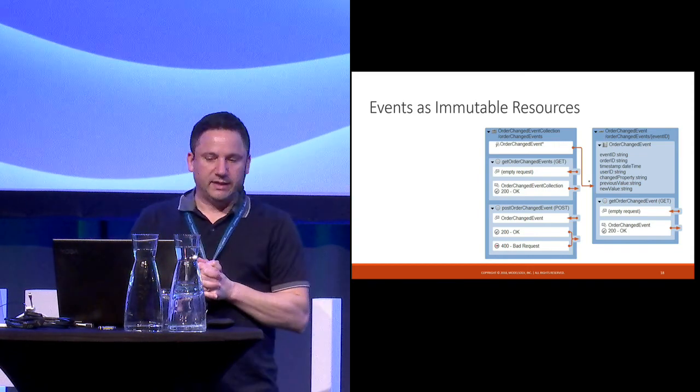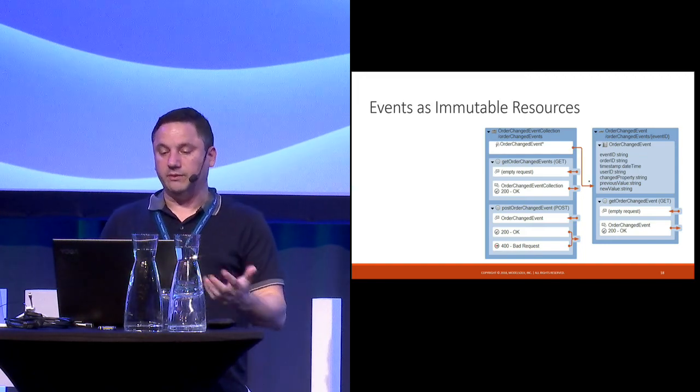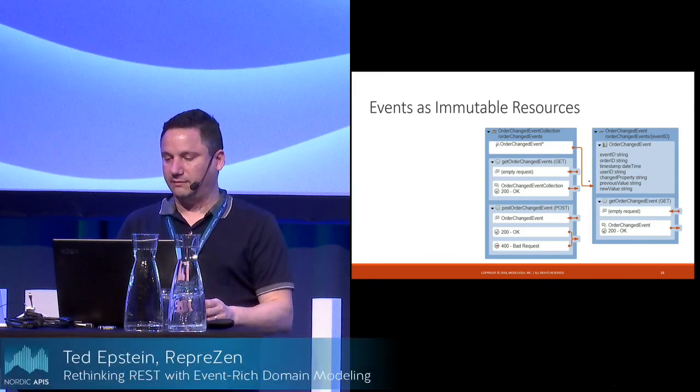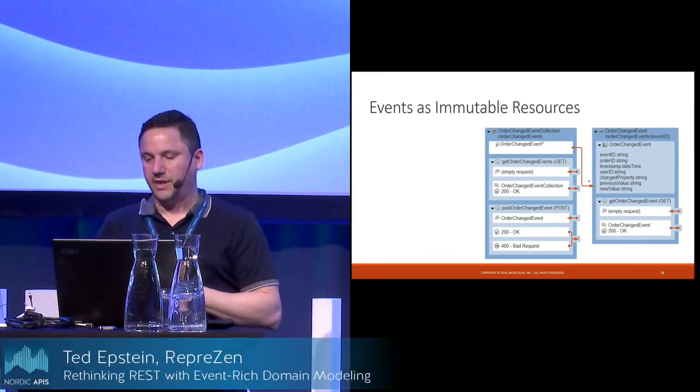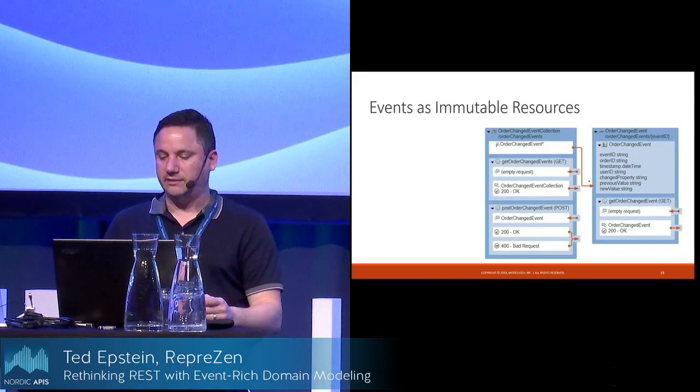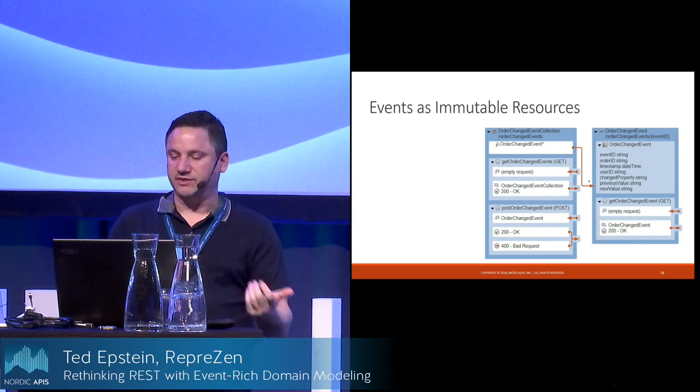One way that we can think of them is as resources, but immutable resources. What I've described in this diagram is something called an OrderChanged event collection. In fact, let's start over here. Let's look at the OrderChanged event resource. It has this URL, /OrderChanged events/event ID. It has an OrderChanged event schema or data model associated with it. So it's going to have an event ID. This is a simplified, quick and dirty model of what an OrderChanged event might look like. It would have all the expected identifiers. It would have a timestamp and possibly something like a delta, something that describes what properties changed, what they changed from, what they changed to.